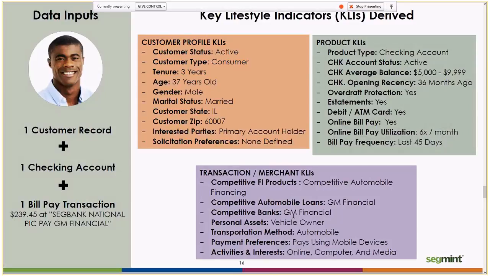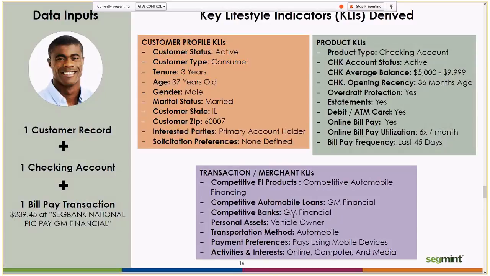And then here comes the good stuff, right? The really good stuff, the things that really differentiate us from a lot of other providers out there in the market, and that's through our analysis and the models that we have running against analyzing transactions that occur. And in this case, this transaction was a bill pay. Through this bill pay transaction, we're able to quickly understand that this member has a competitive auto loan with another institution. That other institution is GM Financial.